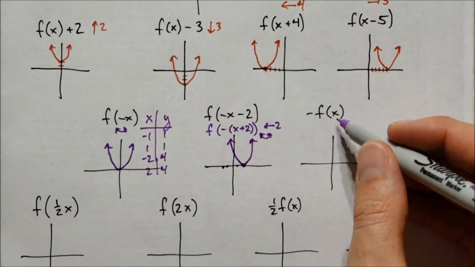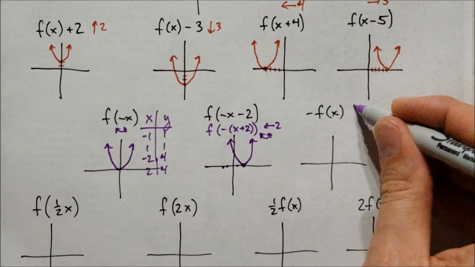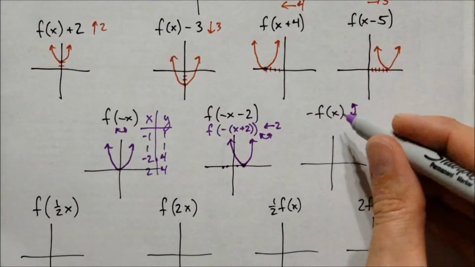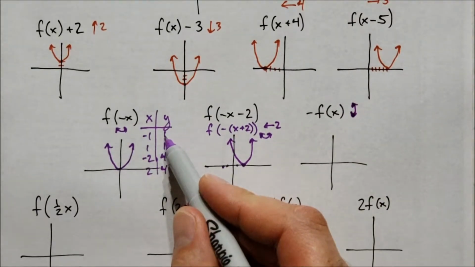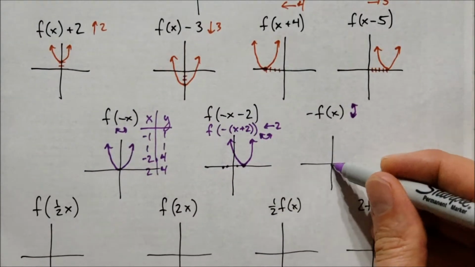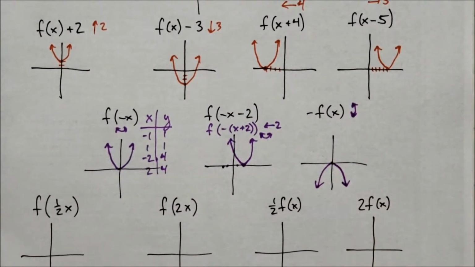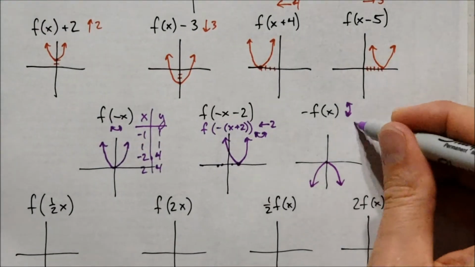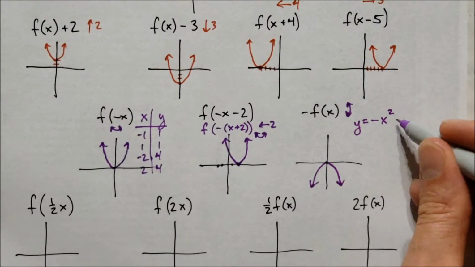Negative f of x. This is outside the parentheses, so it affects the y values. All the x's are normal, just all the y's change. So instead of a +1, it's a -1. Instead of a +4, it's a -4. So this just makes it opening downward. This is like y equals negative, or the opposite of x squared.